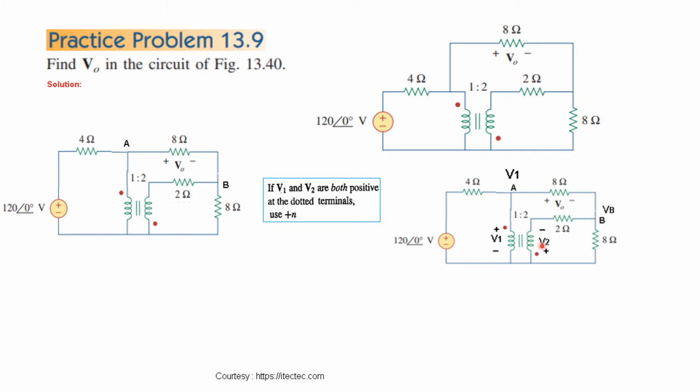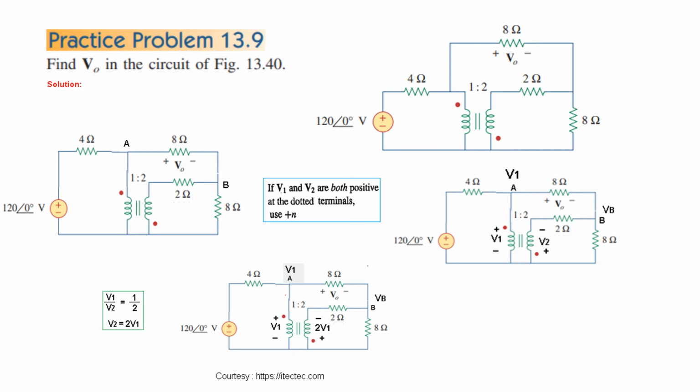Now we replace this voltage V2 by V1. We know the relation that V1 divided by V2 is positive 1 by 2, so that means V2 is 2 times V1. So we'll replace V2 with 2V1. Our new circuit will look like this, with V2 replaced by 2V1. Okay, so the voltage relation is done. Now we'll take care of the current relations.